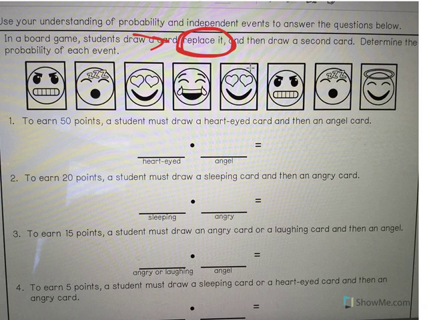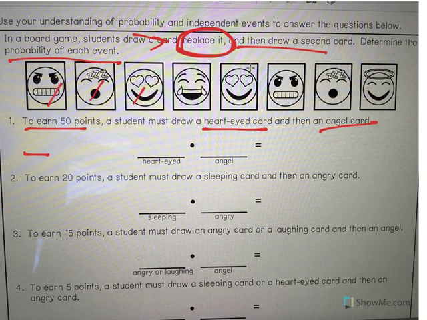Okay, and then draws a second card, determine the probability of each event. Notice here, to earn 50 points he must draw two things: a heart-eyed card and then an angel card. So we're not determining the probability of just heart eyes. We're determining the heart eyes and the angel cards. Well, we know how to set up our probability. Our bottom one is how many outcomes we have. Let's count: 1, 2, 3, 4, 5, 6, 7, 8. So, of course, our denominator is 8.